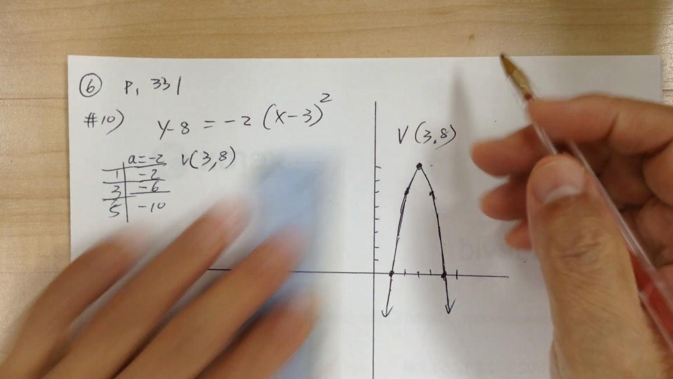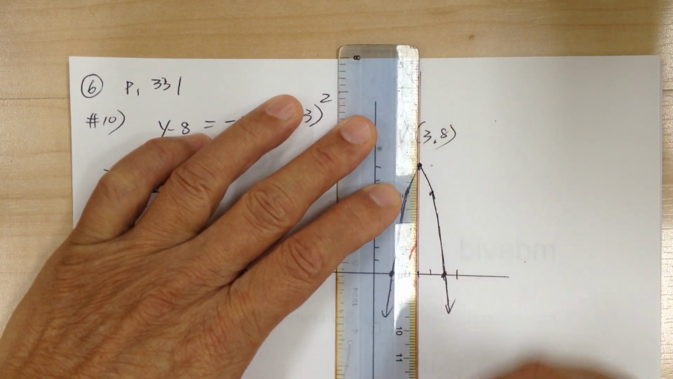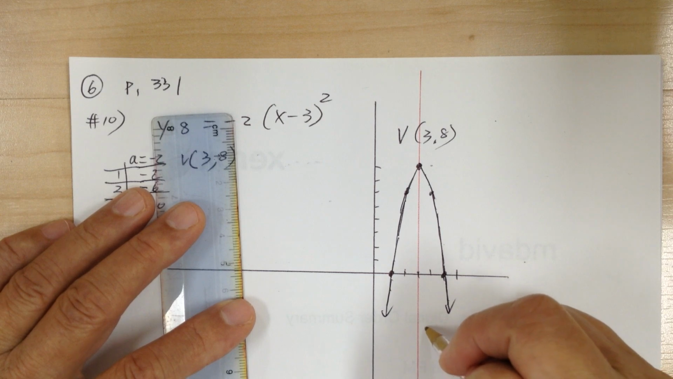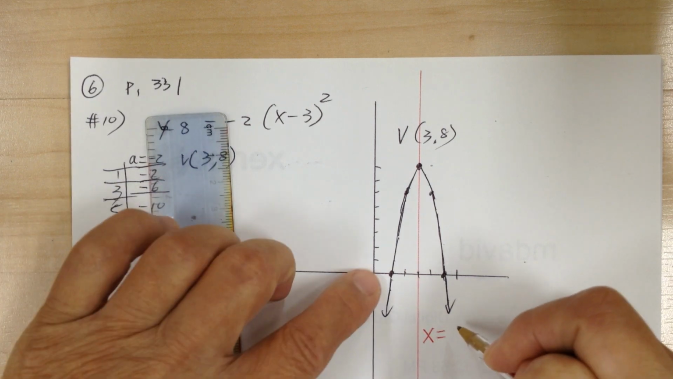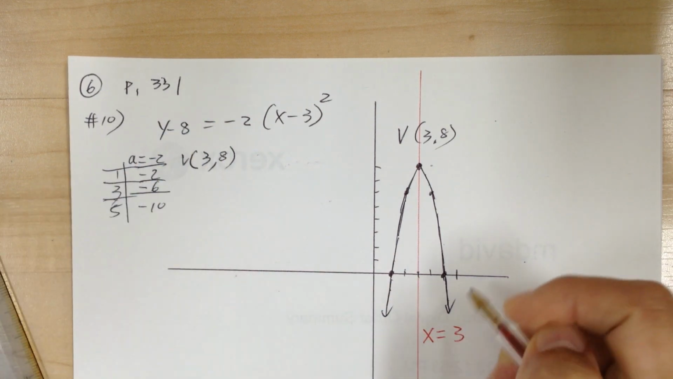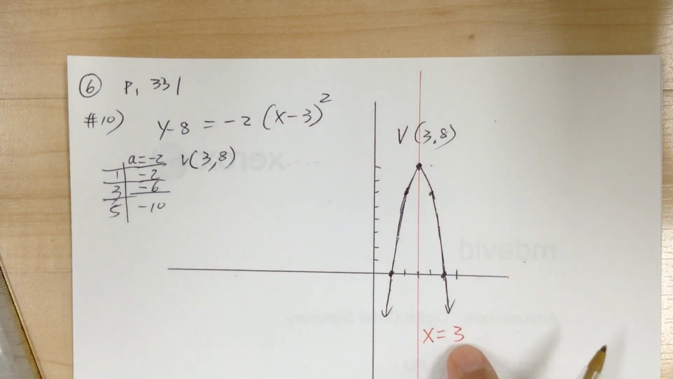Axis of symmetry. Okay, axis of symmetry is this line right over here. So axis would be x equal to 1, 2, 3. So x equal to 3. And you also can see it from here, right? So that's the axis of symmetry.